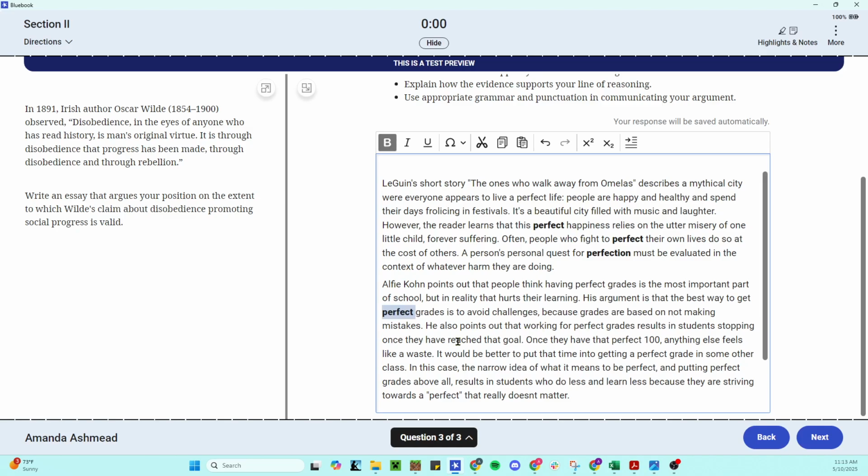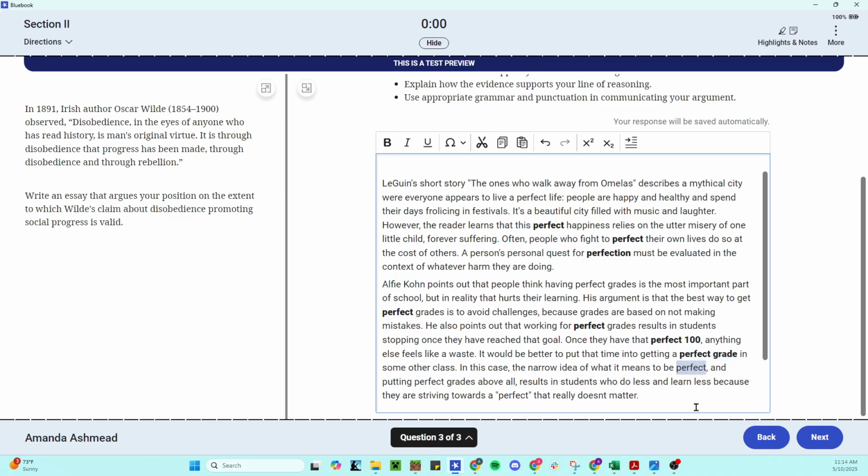Okay, so again, I've got perfect way to avoid challenges. Grades are based on not making mistakes. He points out that working for perfect grades results in students stopping once they've reached the goal. Once they have that perfect 100, anything else feels like a waste. And again, in both of these cases, when I was reading, you might have been like, ooh, I know someone who does that. You could talk about that.